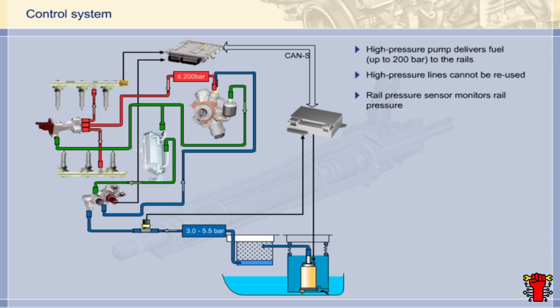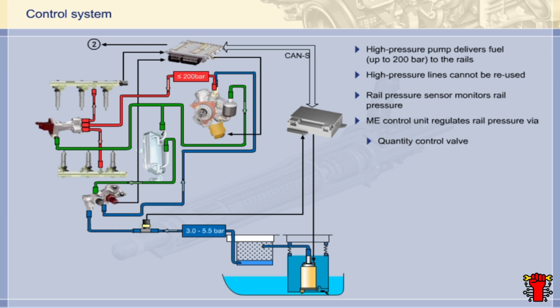The rail pressure sensor continually informs the ME control unit about the current pressure in the rails. The control unit regulates the rail pressure by means of two actuators, namely the quantity control valve, which is incorporated into the high-pressure pump, and the pressure regulating valve. This is mounted on the high-pressure fuel supply rail. Both valves are controlled with PWM signals.